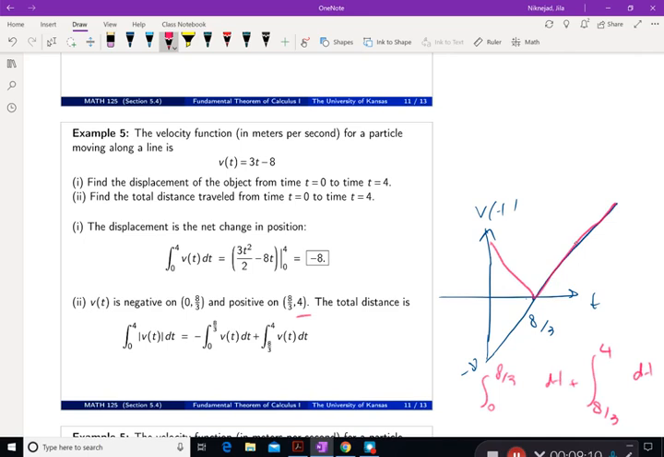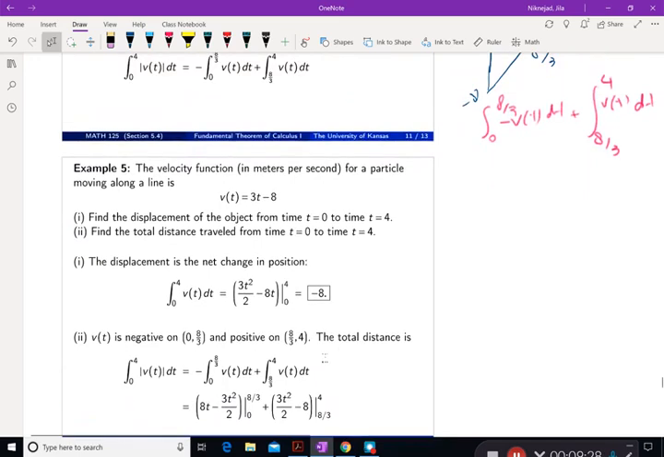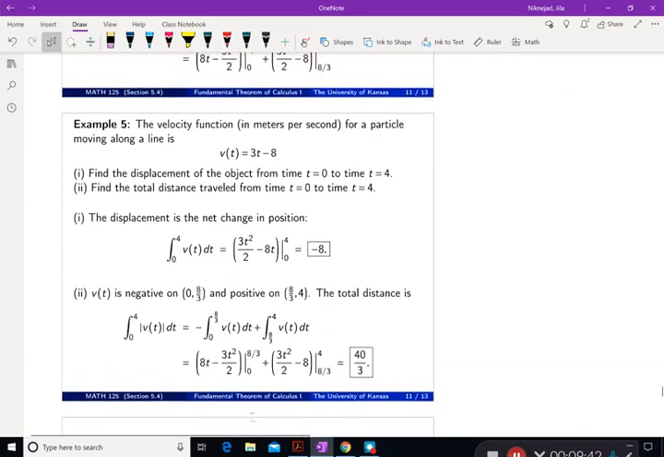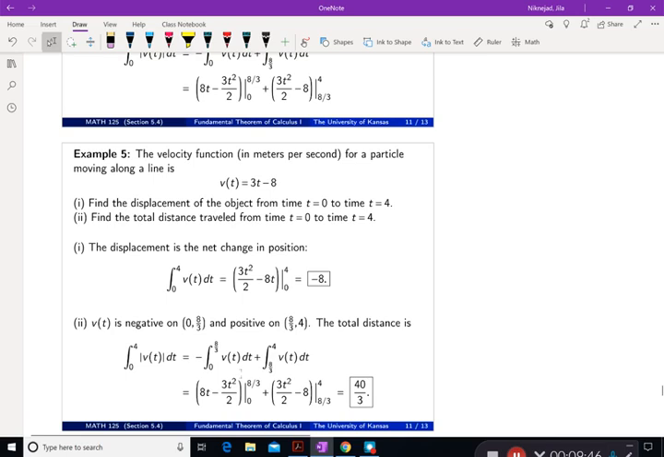On this side, the absolute value and the function are the same, so you put in v of t. Over here, the absolute value and the function are the opposite of each other, so you put in negative v of t. And then you compute, which is just regular things. You find the antiderivative of each piece, and then you evaluate at endpoints, and you get 40 divided by 3. And so that's the total distance that your pedometer is going to show.